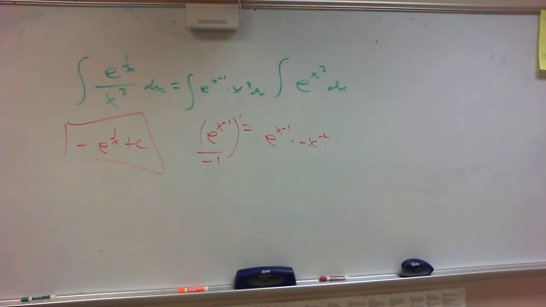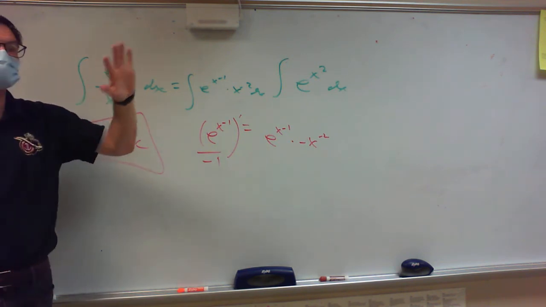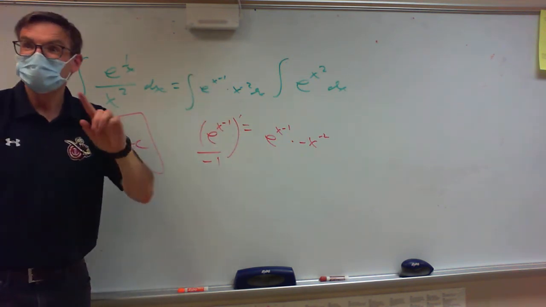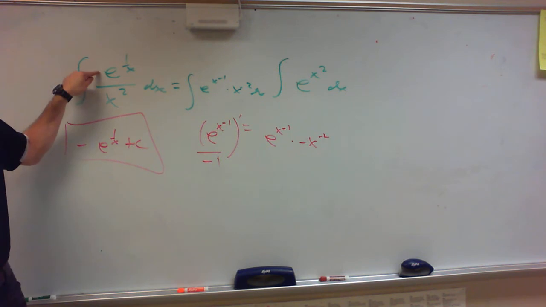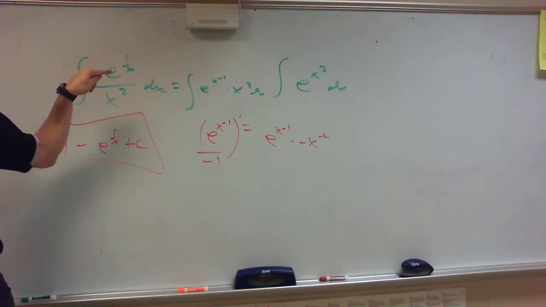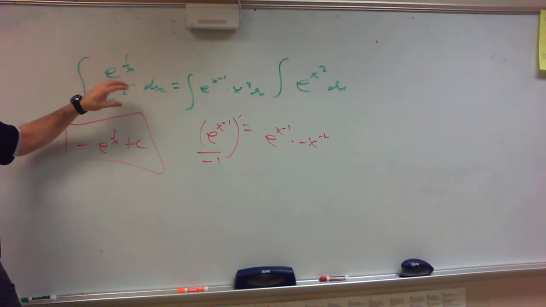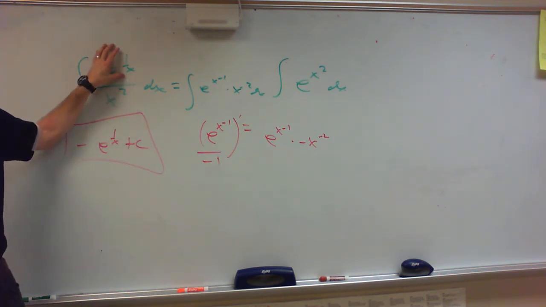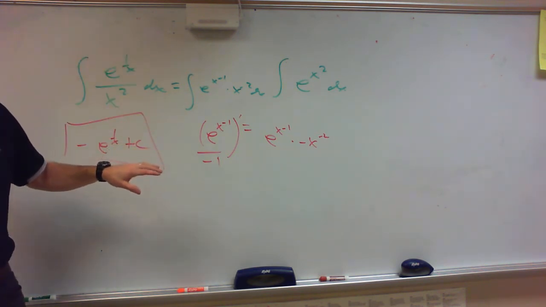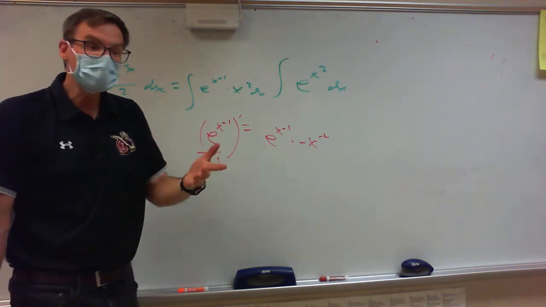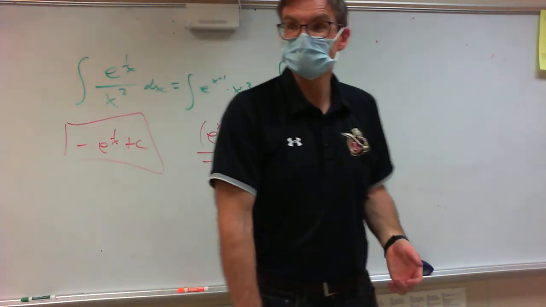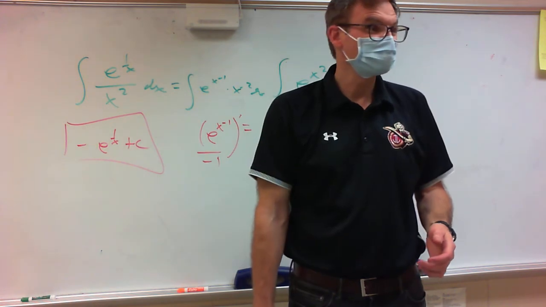Here's some friendly advice. Anytime you see e to stuff and you're asked to take the integral, no matter what's sitting around it, a reasonable guess is e to stuff. Everybody understand that? I'm just going to guess e to stuff, and I hope when I take the derivative, I get what's sitting around it. And 90% of the time, that's exactly what happens.